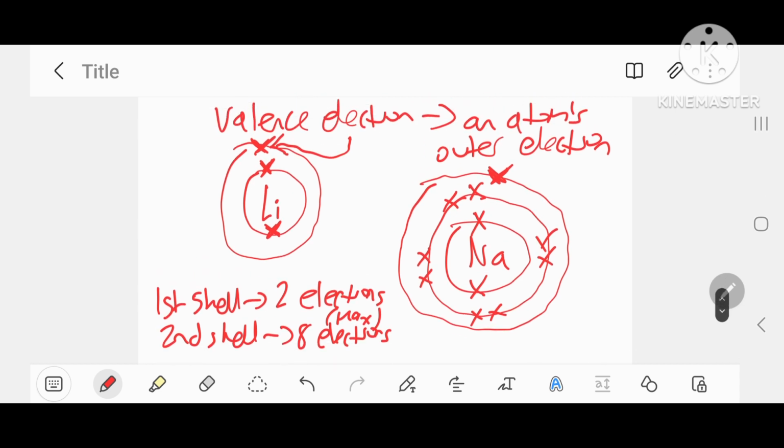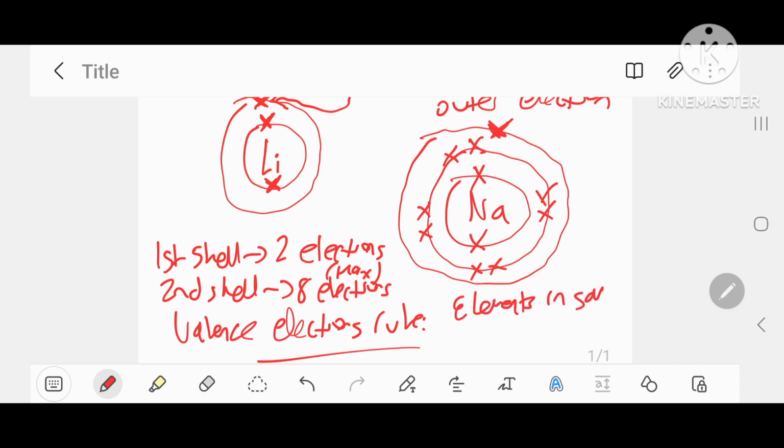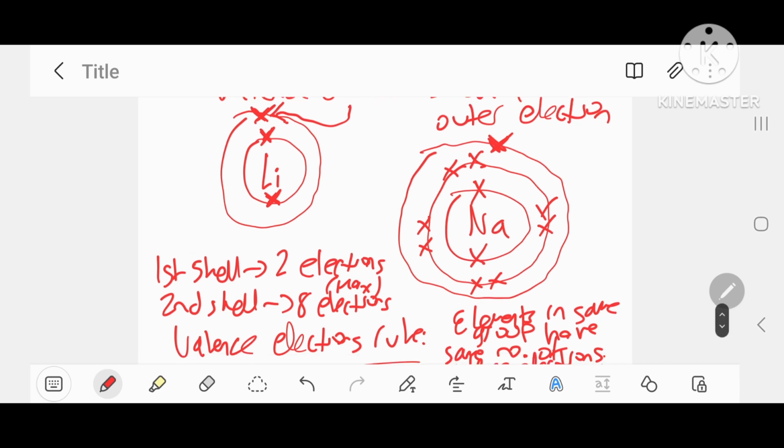And what we can see here is that lithium and sodium, because they're in the same group, they've got the same number of valence electrons. So that's the rule with valence electrons. Elements in the same group, so in this case the alkali metals, have the same number of valence electrons. It's a very simple principle. That's just the way nature is. That's how atoms have formed in the universe. That's how it is.